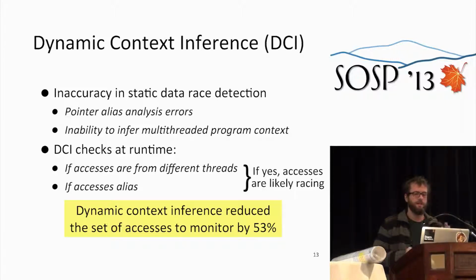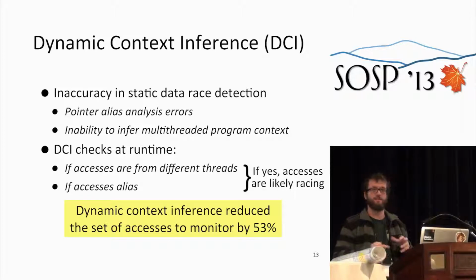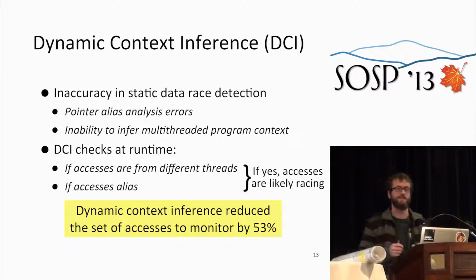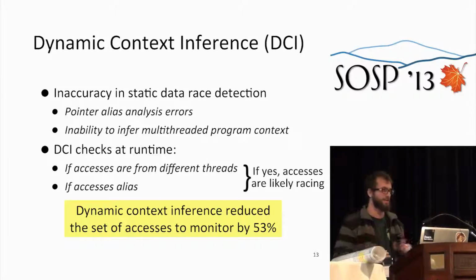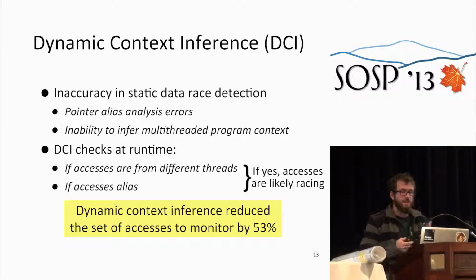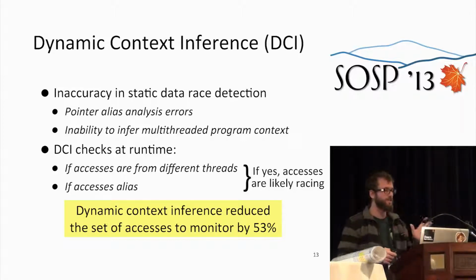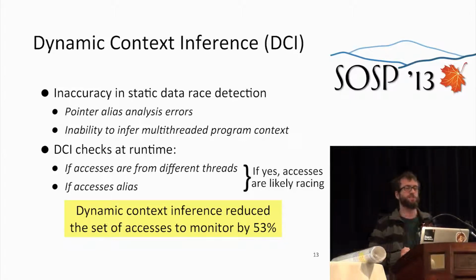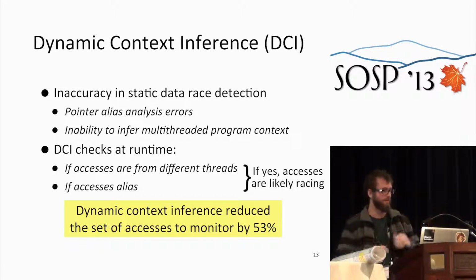This inaccuracy can be addressed using a lightweight analysis that checks at runtime if the accesses involved in a potential data race are made from different threads and whether they alias. If yes, then such races are promoted to the likely racing category. In our evaluation, RaceMob managed to reduce the set of potentially racing accesses to likely racing accesses by 53%.